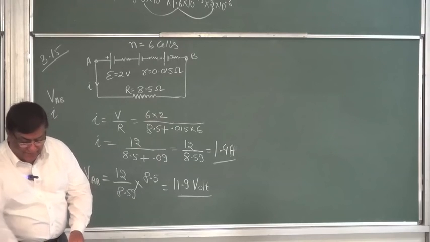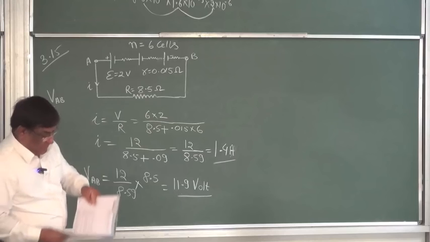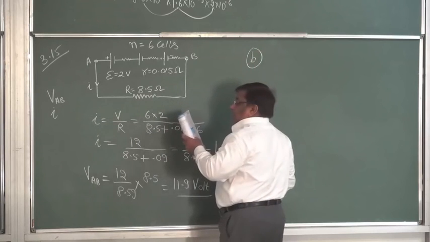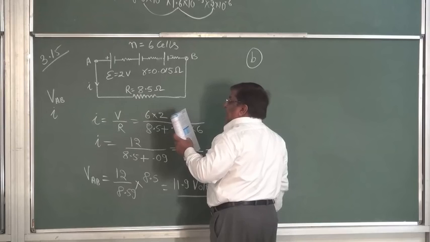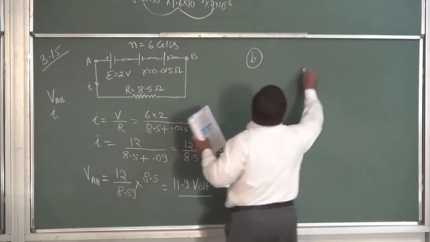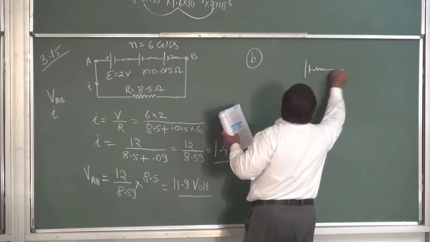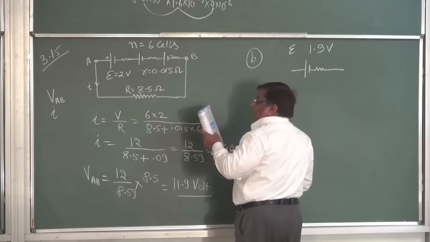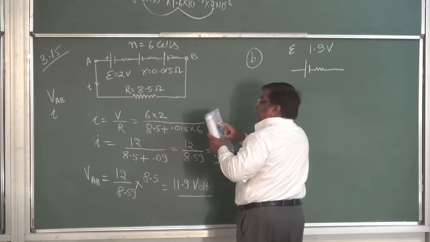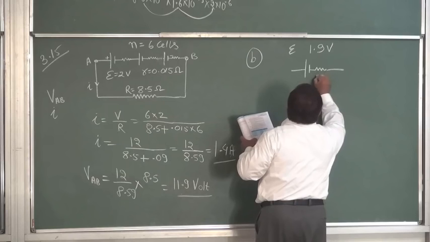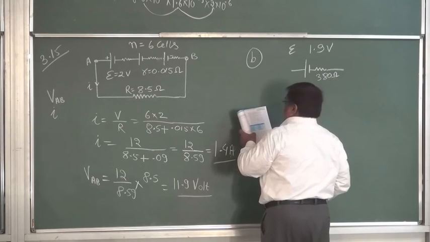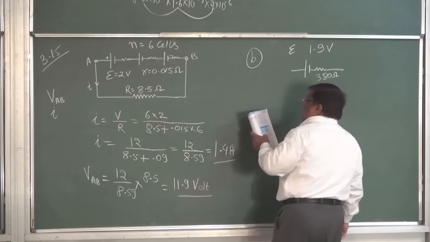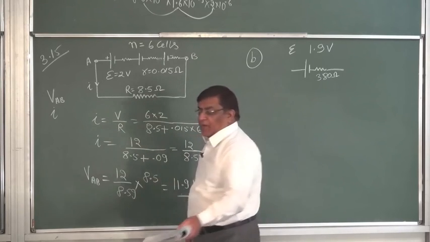Now we go to the second part of it. The second part says, B part, a secondary cell after long use has an EMF of 1.9 volt. This is the EMF of the cell. And a large internal resistance 380 ohm. Very large resistance, 380 ohm. What maximum current can be drawn from the cell? Could the cell drive the starting motor of a car?